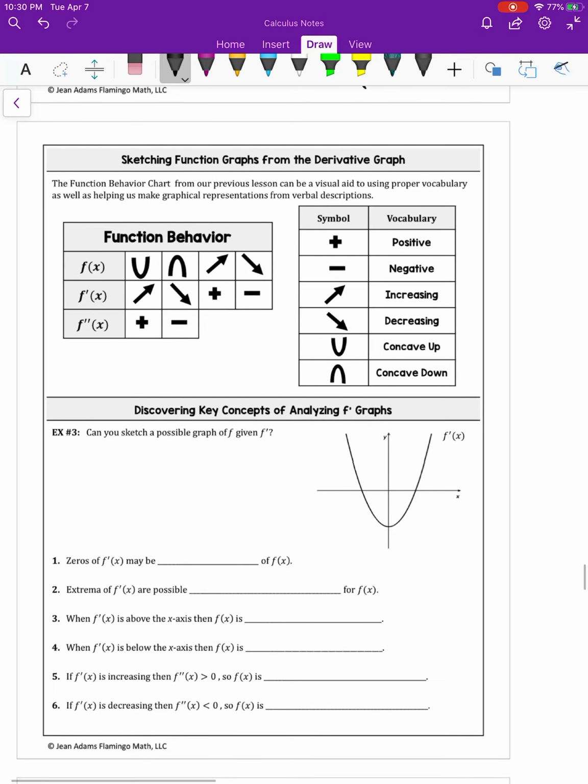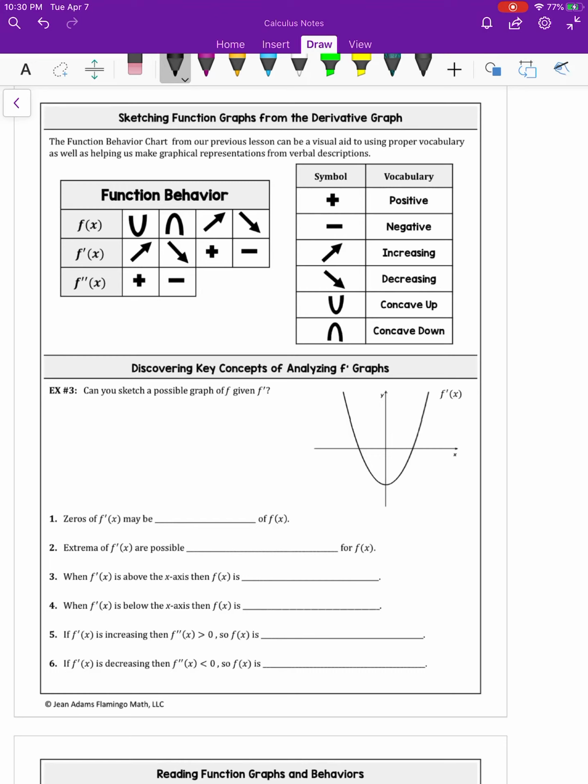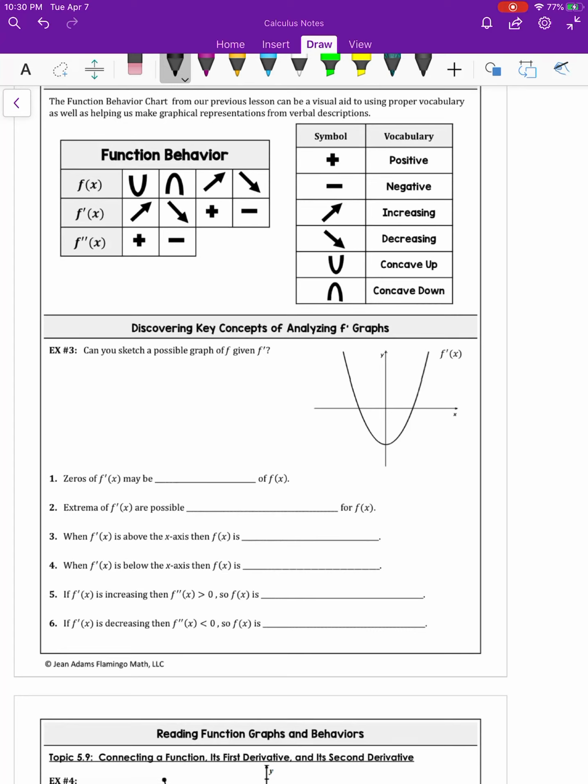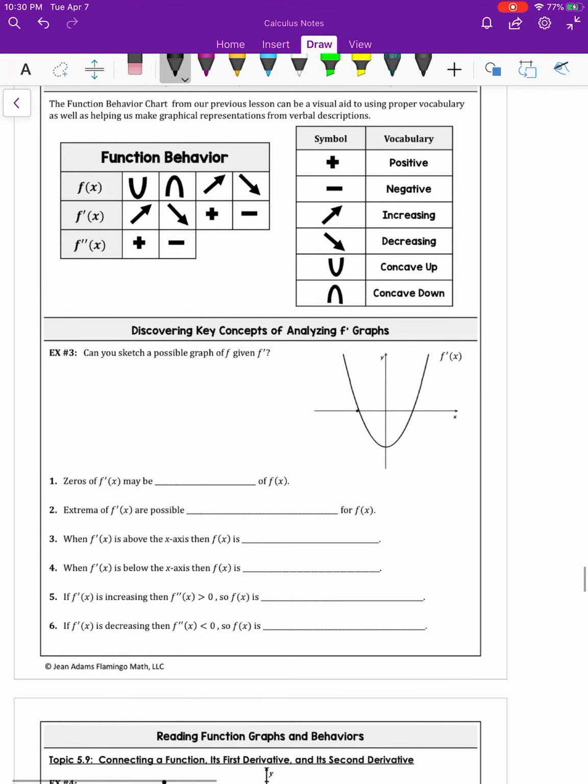So the function behavior chart from our previous lesson can be a visual aid to using proper vocabulary as well as helping us make graphical representations from verbal descriptions. These are all the things that we talked about before. Example number 3, can you sketch a possible graph of f given f prime?